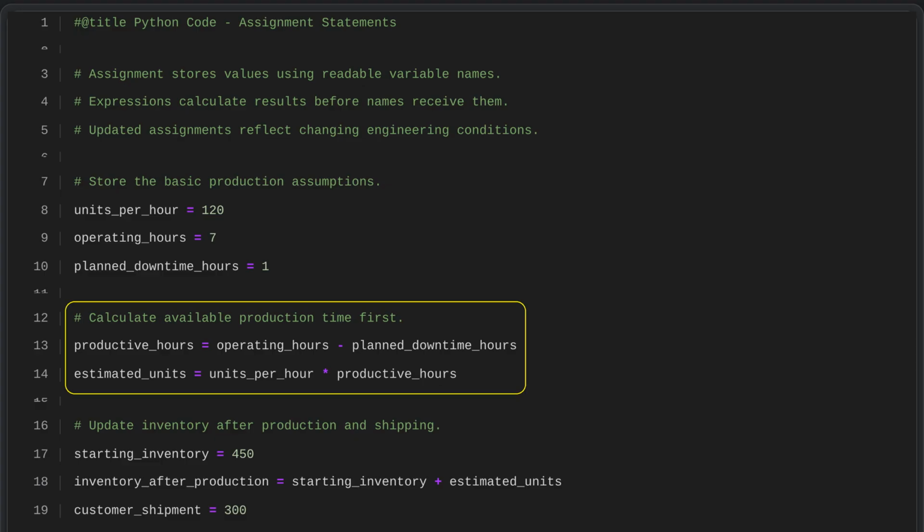Calculate productive hours by subtracting planned downtime from total operating hours. Then, estimate output by multiplying the production rate per hour by those productive hours. This shows the potential number of units that can be produced in the available time.